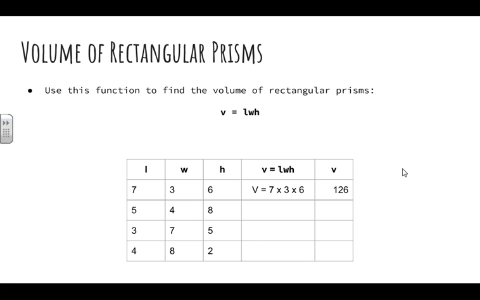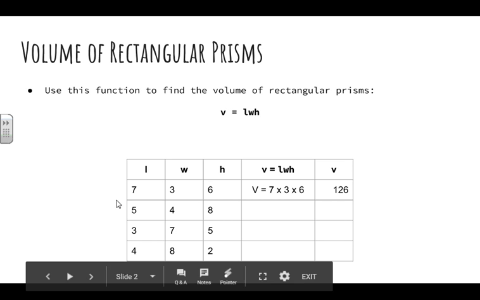Okay, so let's start with the volume of rectangular prisms. We are going to use this function, volume equals length times width times height, to find the volume of rectangular prisms. So in our table, if you have a rectangular prism with a length of 7, a width of 3, and a height of 6, you plug that into your formula, which would be volume equals 7 times 3 times 6, and you get 126. Let's complete our table together.